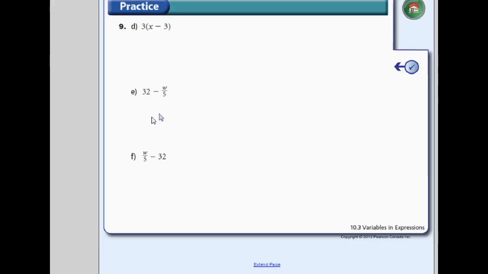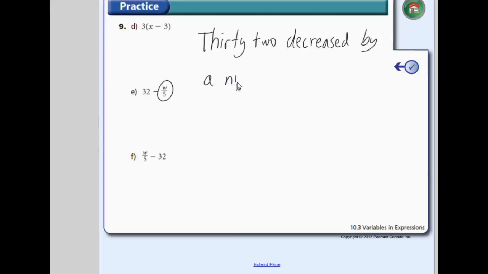So here we have a number divided by 5, and then a minus, and then 32. So 32 subtract a number divided by 5. Let's try that. 32 decreased by, I'm going to write decreased by instead of subtracted, decreased by a number divided by 5.